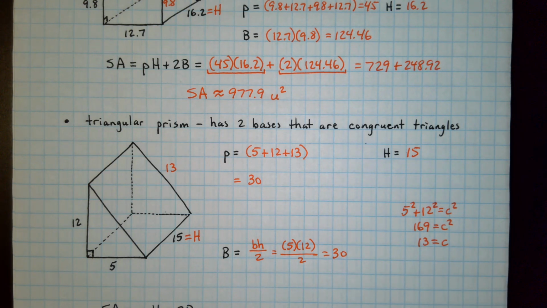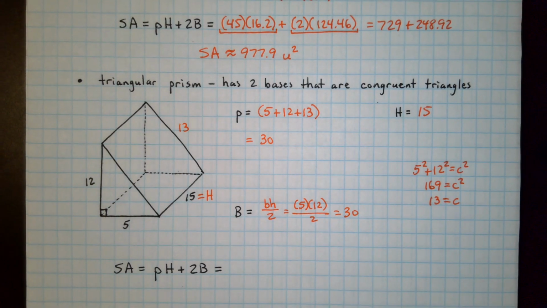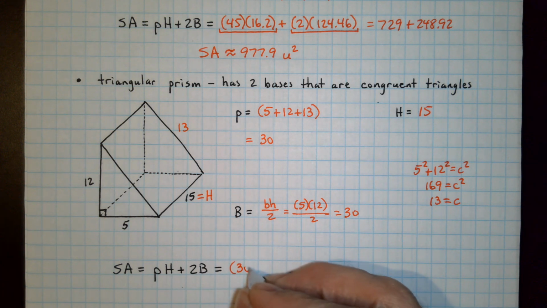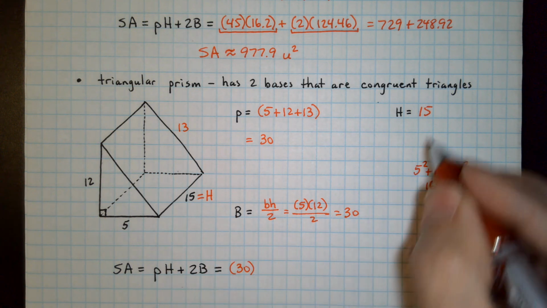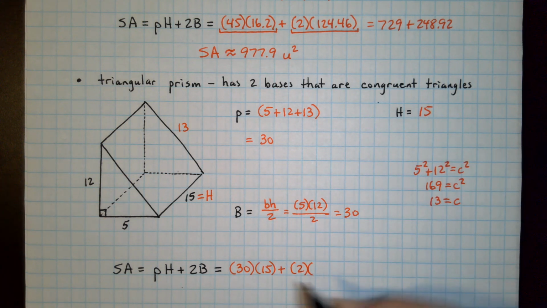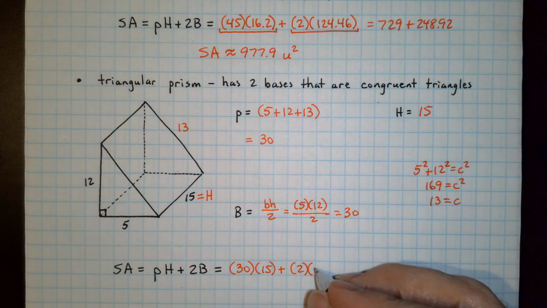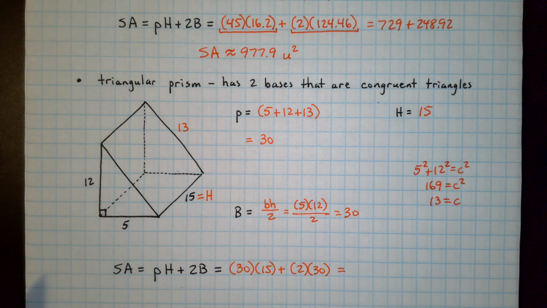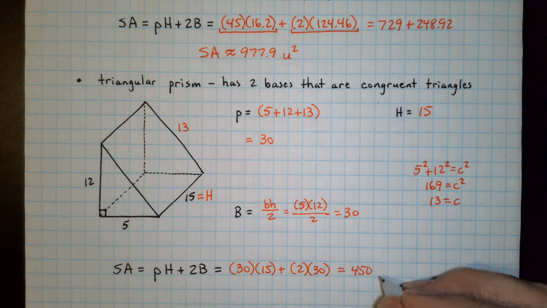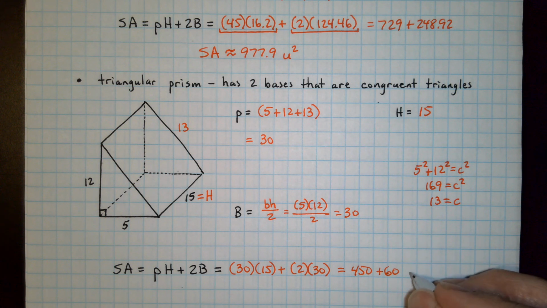Now we have to go into our formula. Surface area equals perimeter, which is 30, times height of the prism, which is 15, plus 2 times the area of the base, which is 30, and 30 times 15 is 450, and 2 times 30 is 60. So all together, we're going to have 510 units square.